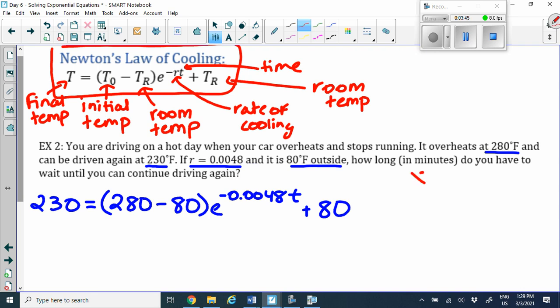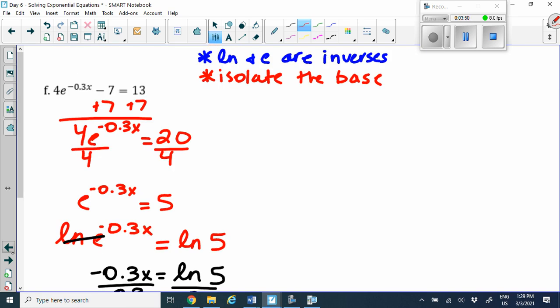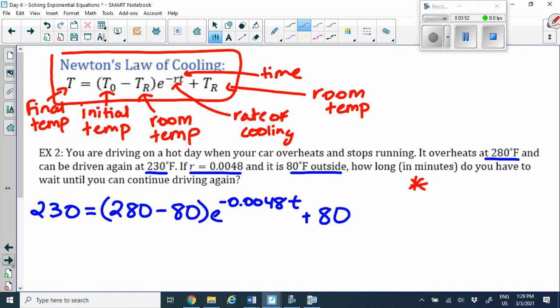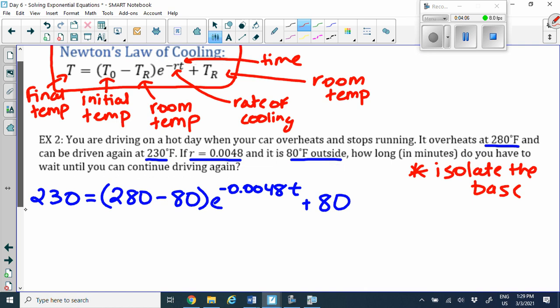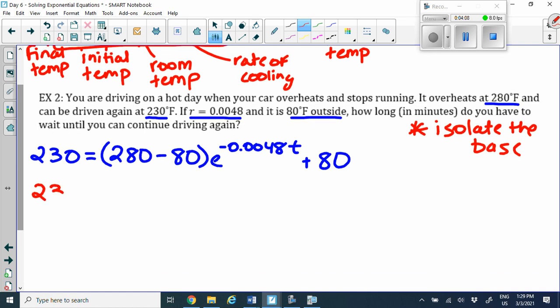So just like we did in that past problem, we need to isolate the base. In this case, it's going to be that e to the negative 0.0048t, okay? The first thing is I do notice that 280 minus 80, I can actually combine those in the parentheses. So rewriting this out, 230 equals 200 e to the negative 0.0048t, then plus 80.